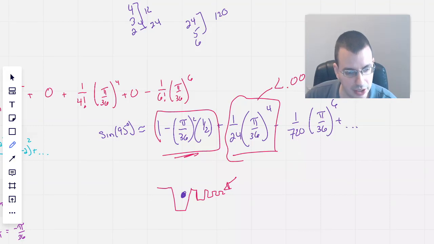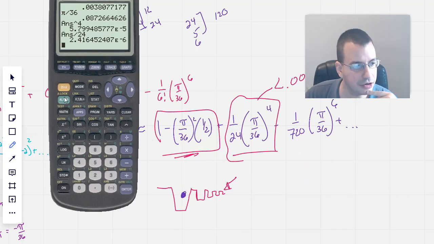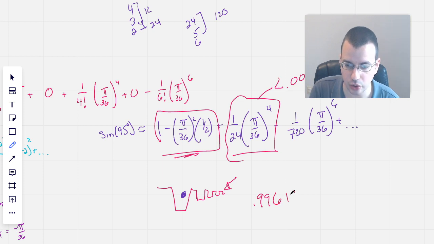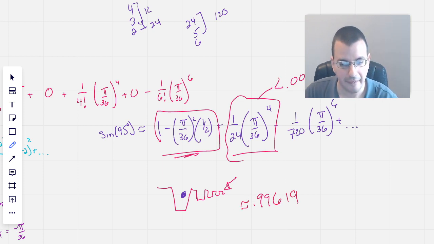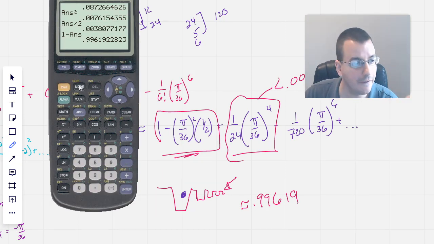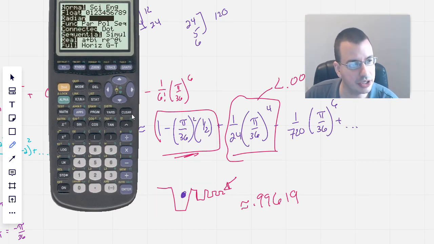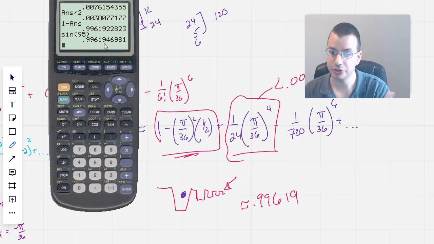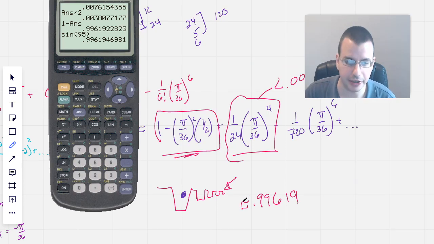So I'm going to do calculator. I'm going to start with the pi over 36 part. Second, pi over 36 squared divided by 2, 1 minus second answer, and I get 0.99619, pretty much 1. And now, just to kind of make myself feel good, I'm going to actually see what the real answer is, mostly. Degrees, second quit, sine of 95. Yeah, that looks like it's within 0.001. So, yeah, we're probably right here.